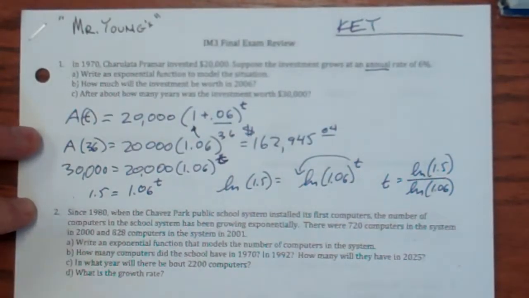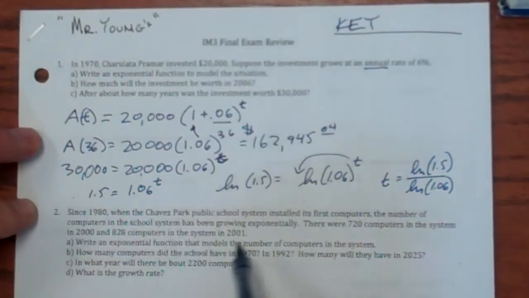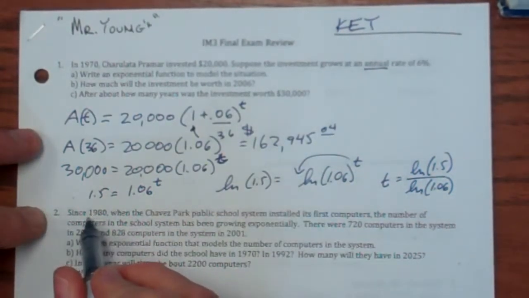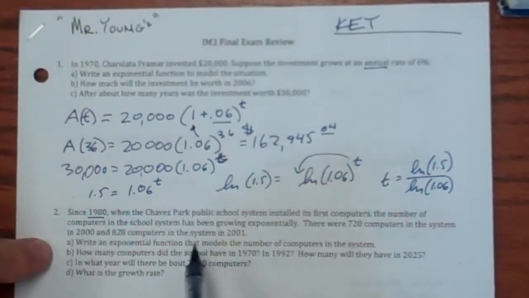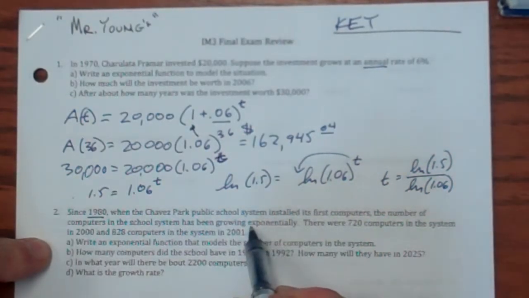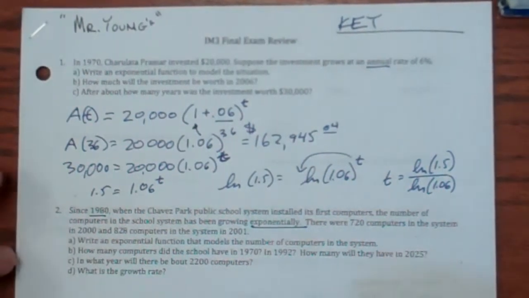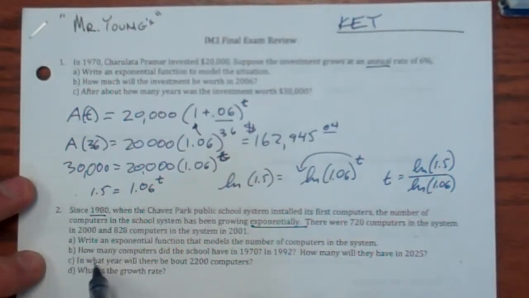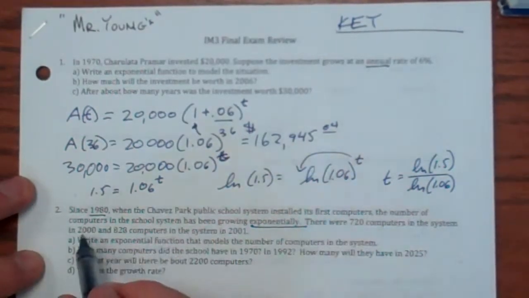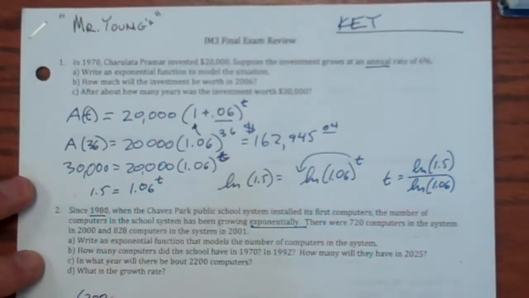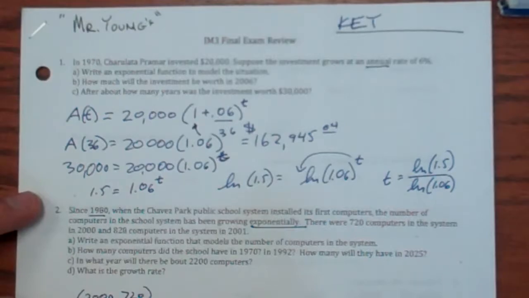Since 1980, when they started buying computers, it's grown exponentially. It's very important that you read that word. If not, you could assume it's linear or something. 720 in the year 2000. So that's like our initial data point, that in the year 2000, there's 720. And then in 2001, there are 828.